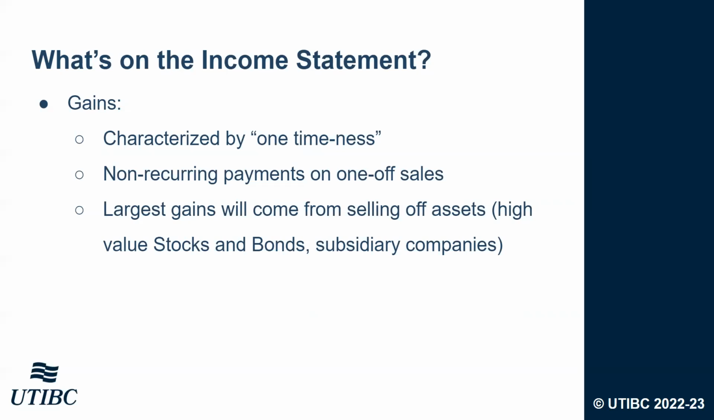And so gains. Gains are usually characterized by one-timeness of a transaction. And money made from sales that is non-recurring counts as gains. And most often, the largest sources of gains are sales of a financial asset held by the firm. But gains also include sales of machinery that's no longer being used, or sales of subsidiary companies.